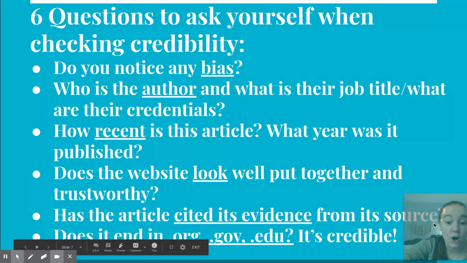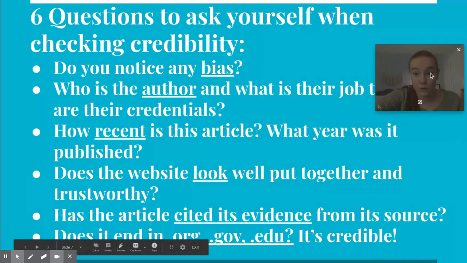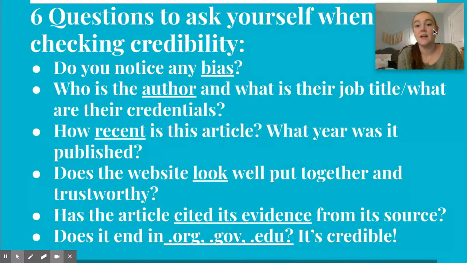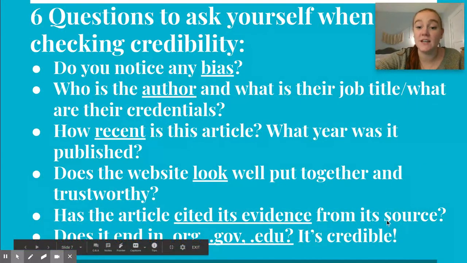Has the article cited its evidence from its source? That is really, really important, because just like we're citing this source, that article also has to cite their sources, because we have to know that they're citing their sources and that we can trust their information too. And if they cite their sources and show us where it's from, then we can tell that it's credible. So we want to see that they are actually not plagiarizing either.